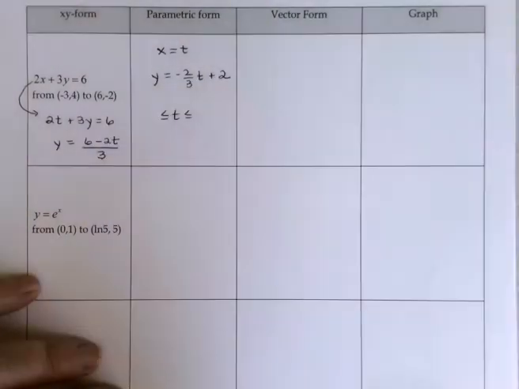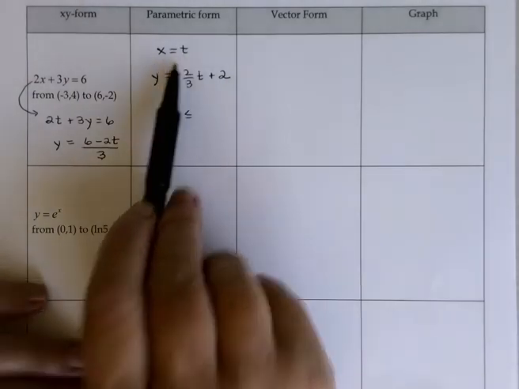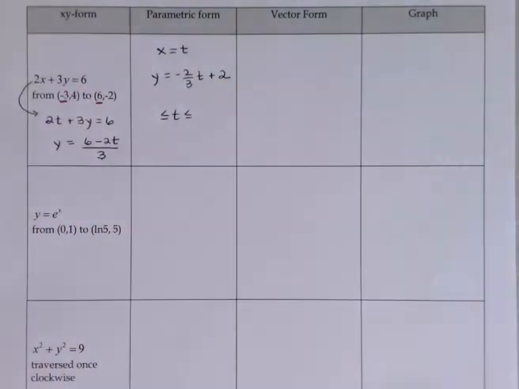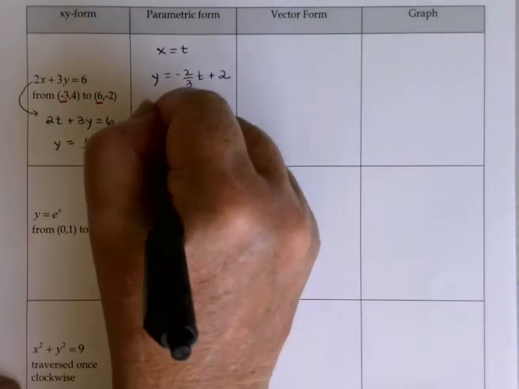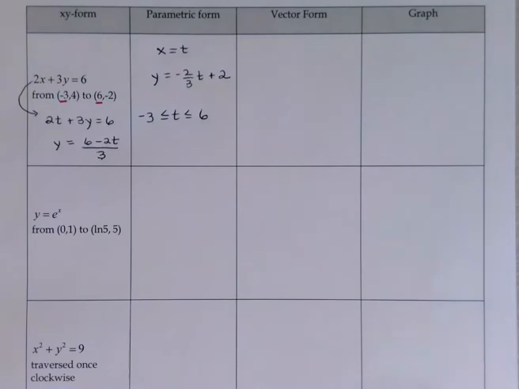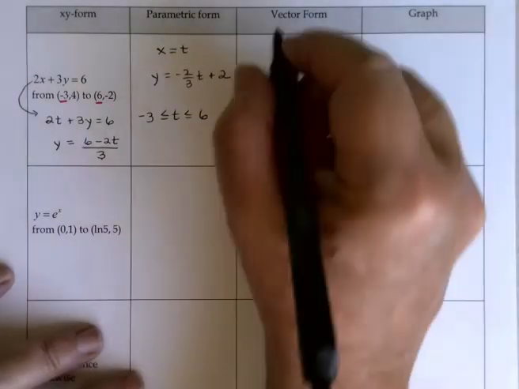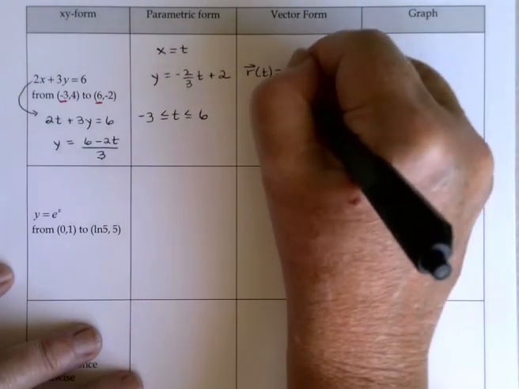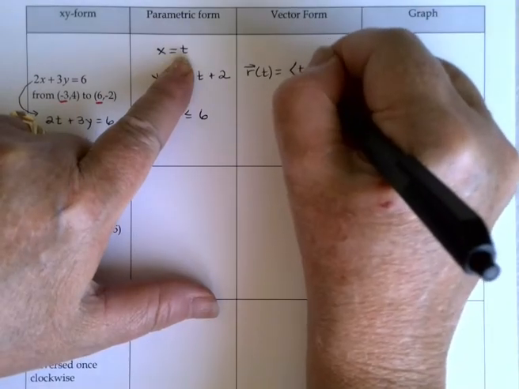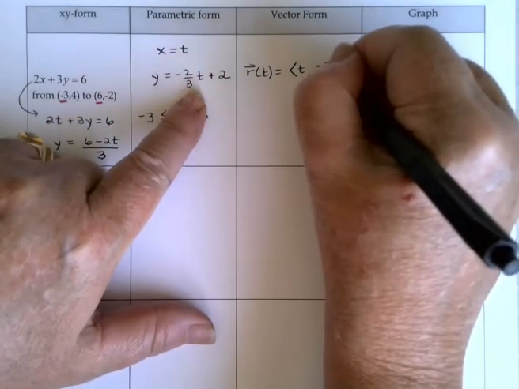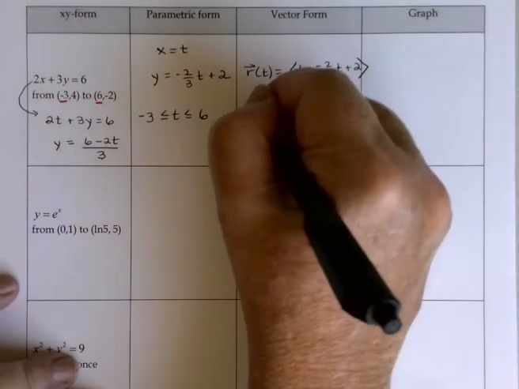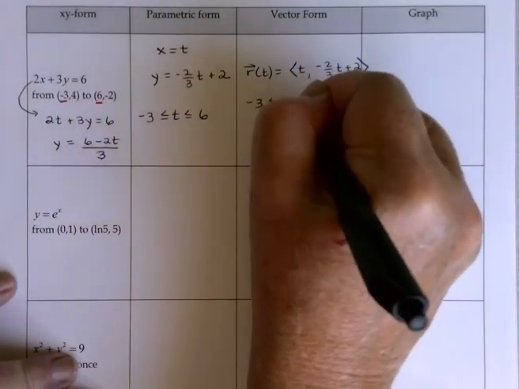All right, what about the t values? Well, since x is equal to t, I'm just going to use the x values, which are going to be the same as the t values, and t is going to go from negative 3 to 6. So there's parametric form. To get vector form, I don't have to do too much. I simply rewrite this with the x component as t, and the y component is negative 2/3 t plus 2. Again, same limitations on the values of t.